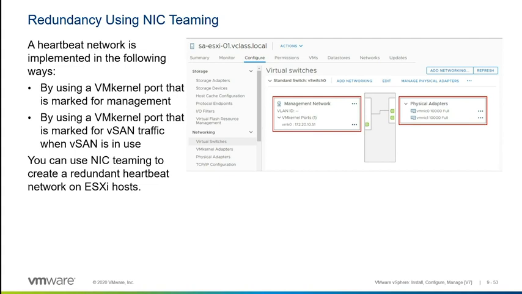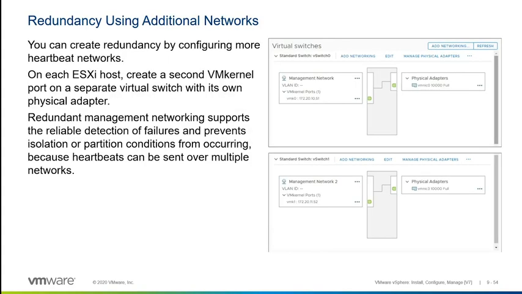Or if we're using vSAN, then rather than using the management network for these heartbeats, we're actually going to use the vSAN network for these heartbeats. Either way, including, and at the very least, an active and standby NIC using NIC teaming is a good way to eliminate that single point of failure in the management network. We can also, rather than doing NIC teaming, simply add separate networks with two VM kernel ports. So in this case, I've got two management networks, okay, two VM kernel ports using separate physical adapters. That's another way to introduce reliability into that management network.